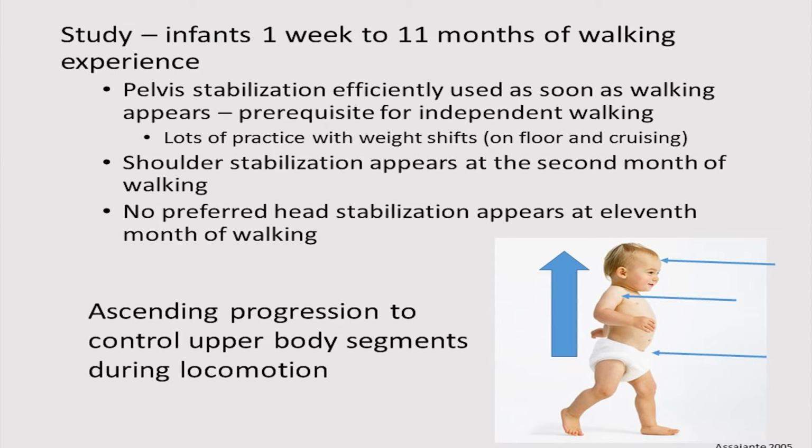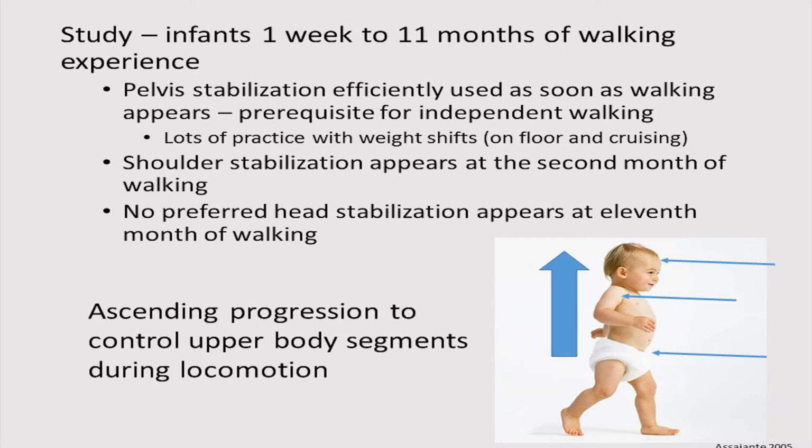So in this study, they took a look at infants with 1 to 11 weeks of walking experience. And what they found was that the pelvis was stabilized efficiently as soon as walking appeared. So even in that 1 week of walking experience, that pelvis was ready to be able to weight shift as they started that independent walking. And so that comes from lots of practice with weight shifts. So starting on the floor, when we talked about the rolling, up into ring sitting, and the crawling, cruising, weight shifting, all of that's really vital to gait development.